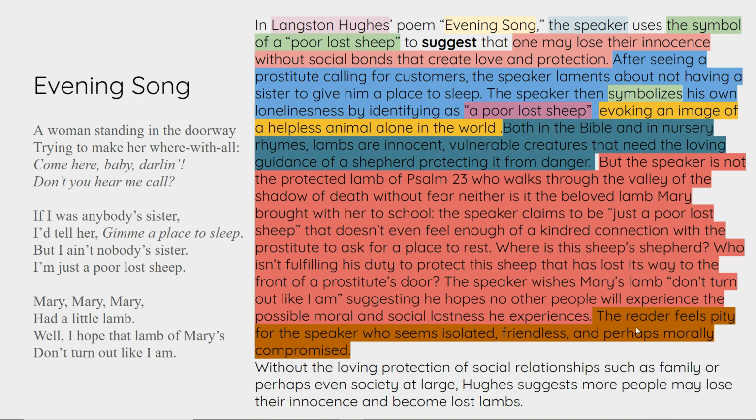Now, in order to write a concluding sentence, we want to connect it to a global issue and also connect it back to our topic sentence. So I might say something like, without the loving protection of social relationships such as family, or perhaps even society at large, Hughes suggests more people may lose their innocence and become lost lambs.